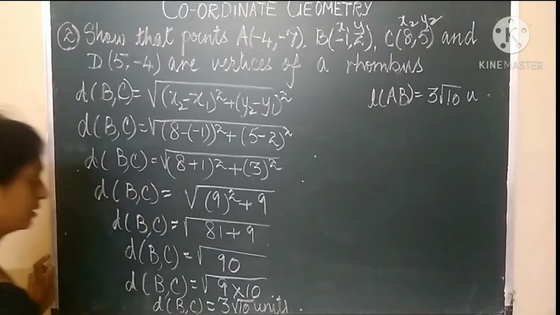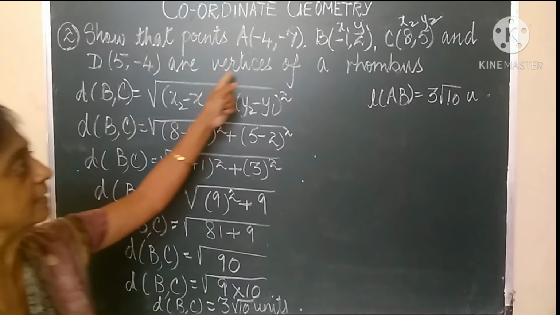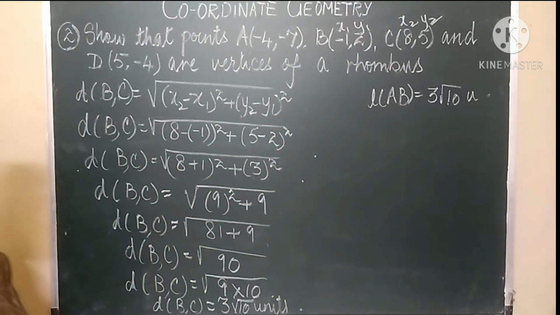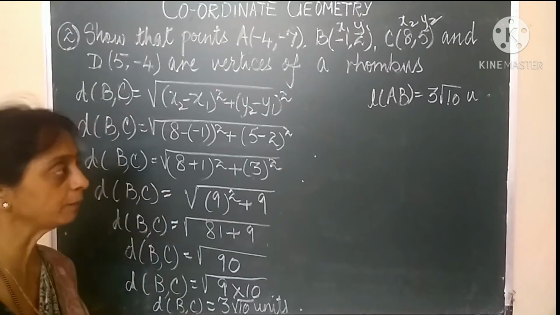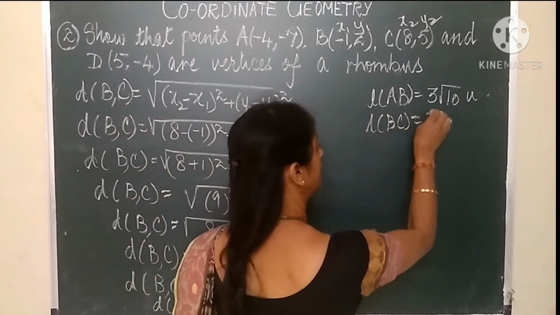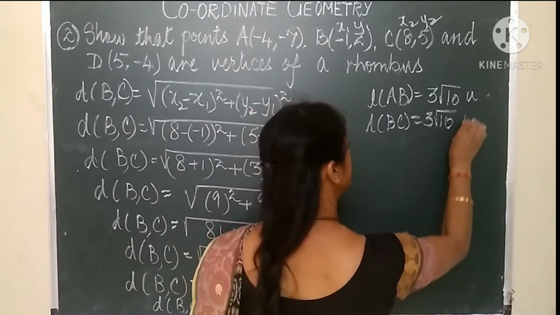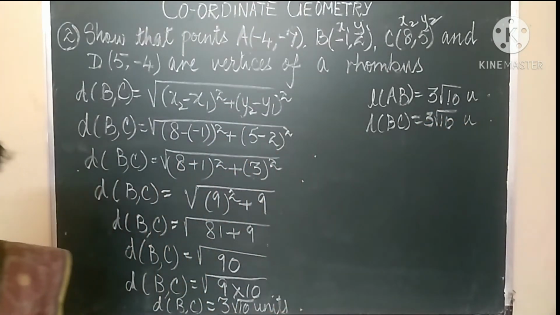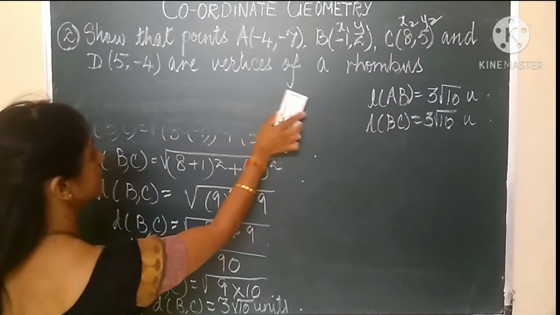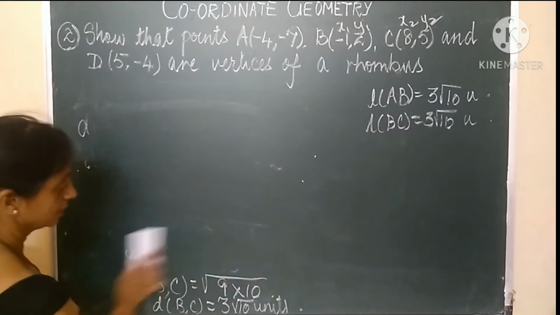units. So we saw, children, in this case, length AB also was the same, that is 3 root 10 units. Distance BC, that is length BC, is again 3 root 10 units. So we saw in the first case and the second case, both the answers were the same.